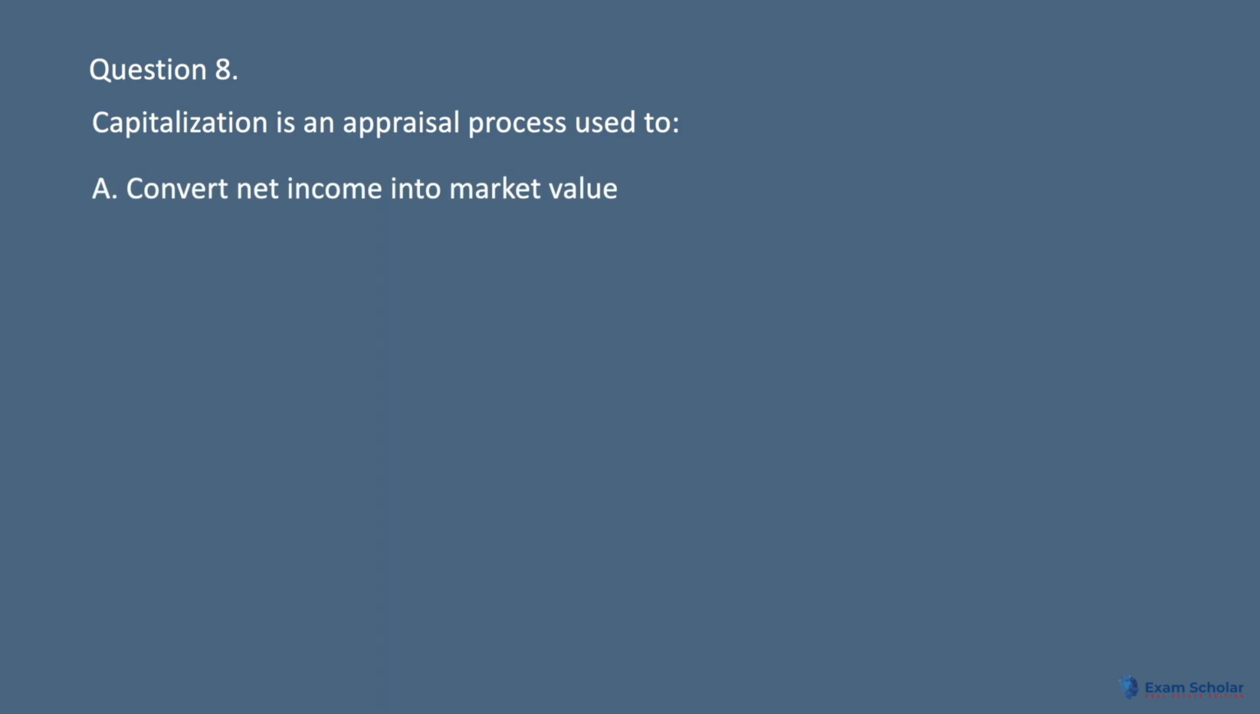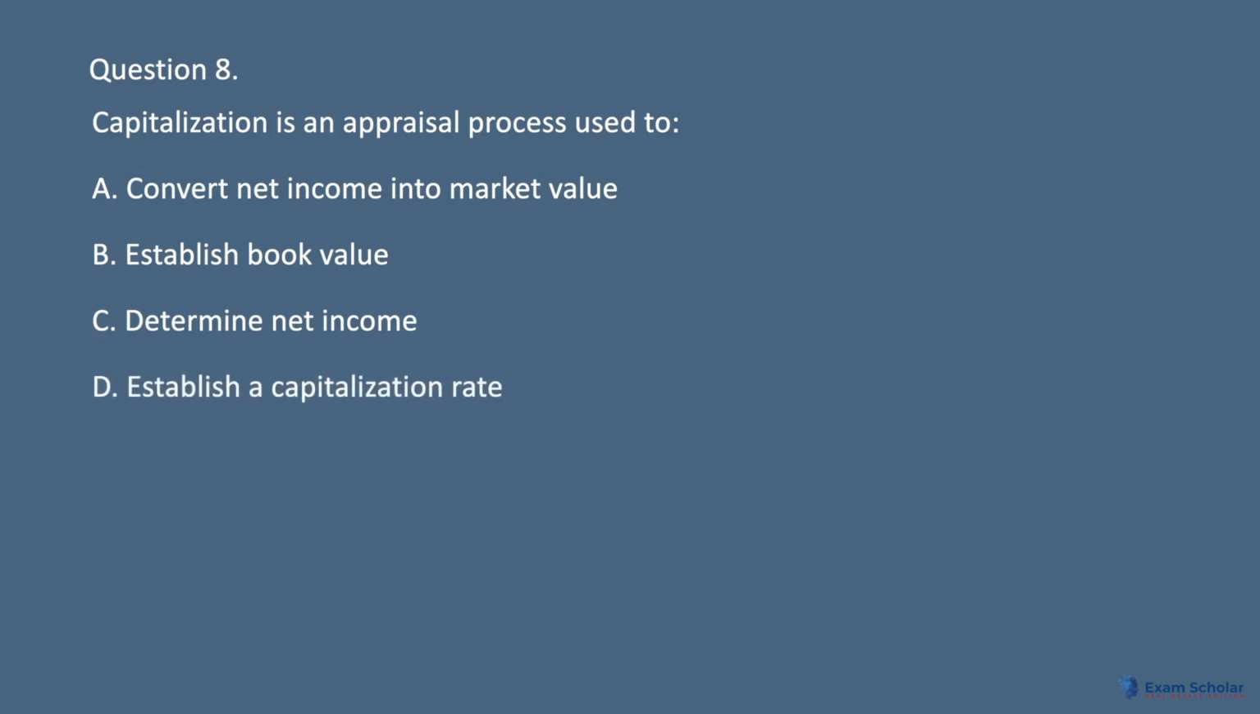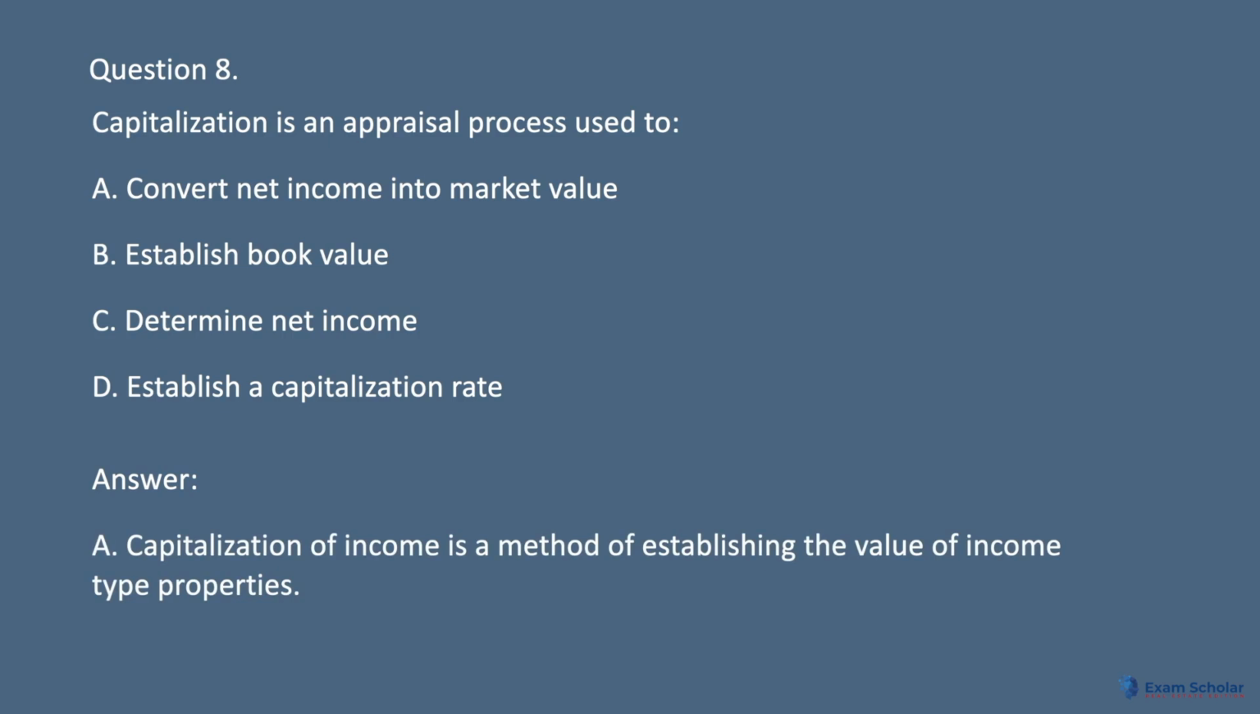Question 8. Capitalization is an appraisal process used to A. Convert net income into market value. B. Establish book value. C. Determine net income. D. Establish a capitalization rate. Answer. A. Capitalization of income is a method of establishing the value of income-type properties.